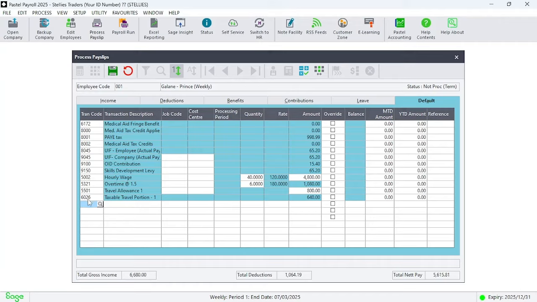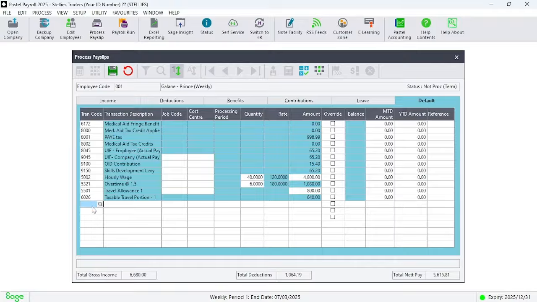You're going to have exceptions. You're going to have issues. That's going to delay processing and it's going to cause frustration. 5501, 6026, the travel allowance and the taxable travel portion, these two go together. The benefit and the income go together. If you don't have them, delete them.